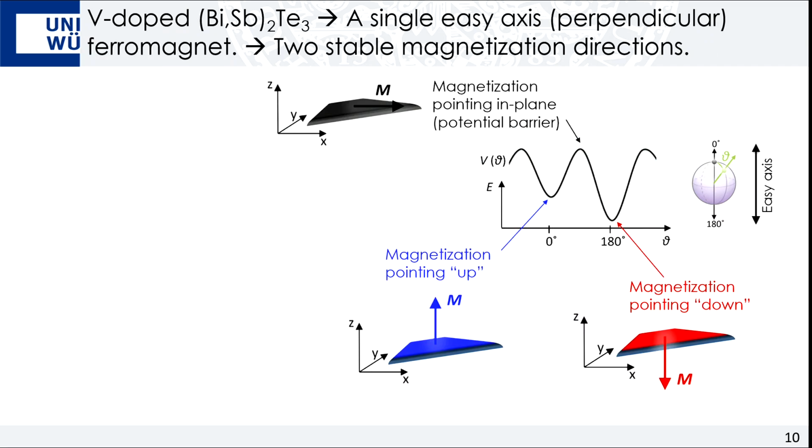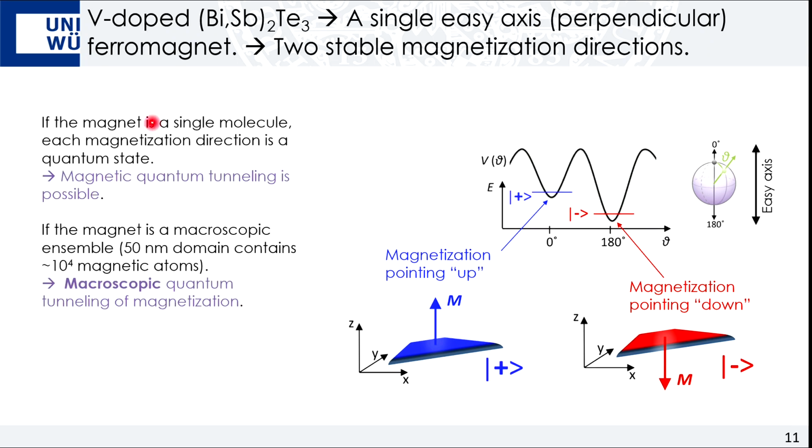Okay, so the material itself is a single easy axis perpendicular ferromagnet. So it has two stable magnetization directions. It can point up or down. Now, if you look at the potential landscape as a function of an angle, it has two minima corresponding to up and down. And if you put the magnetization in plane, it has higher energy, which corresponds to a potential barrier.